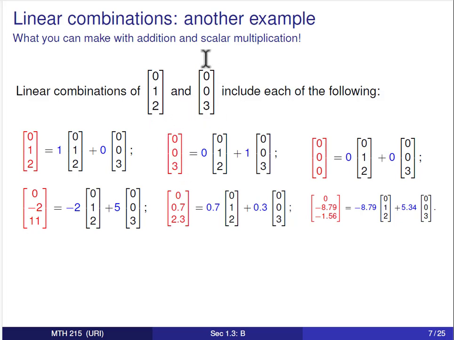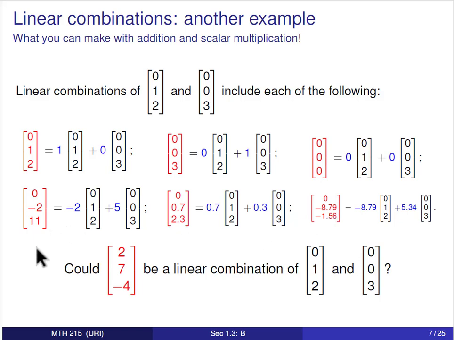So is (0, 0, 3) itself. The 0 vector will be a linear combination of these two. We can do that just by taking the weights or the coefficients to equal 0. And then if we get a little bit more crazy with our choices of coefficients, we can get vectors like (0, -2, 11), (0, 0.7, 2.3), and (0, -8.79, -1.56).